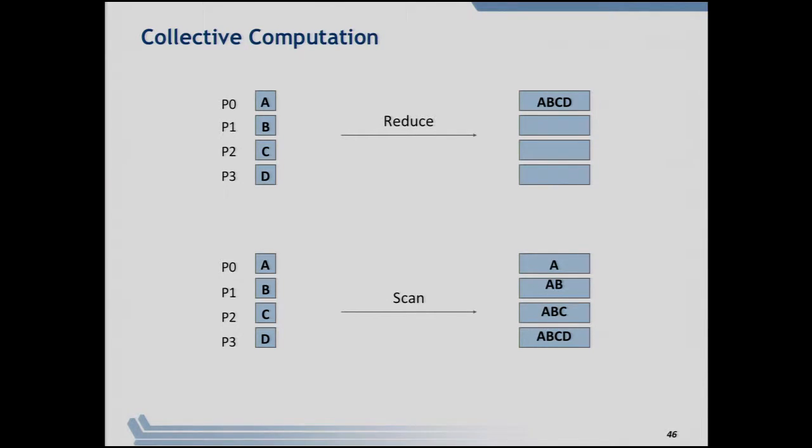Then there is also a scan operation, and the scan is similar to a reduction, except that everyone gets the result of the operations before it in the process rank order. So here, rank 0 will just get A, so nothing happens to rank 0. Rank 1 gets the result of A plus B, or whatever is your operator. It doesn't have to be plus. This one gets A plus B plus C, and so forth. So it's called a parallel prefix operation. It's useful in some algorithms.